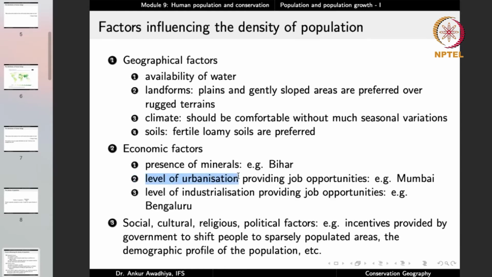Then other economic factors include levels of urbanization, which provide job opportunities, or levels of industrialization that provide job opportunities. Now, in certain cases, these cities or these industries are set up in those areas that are governed by the physical factors. So, for example, Mumbai is a port city because it has suitable landforms that permit ships to come there, and over time it has developed into an economic mega center.